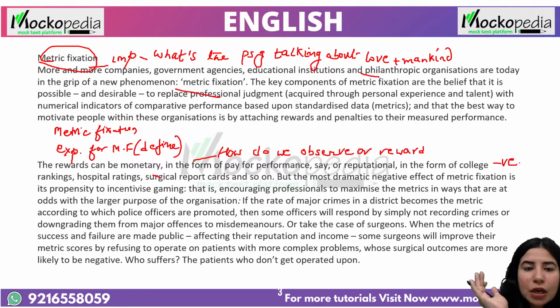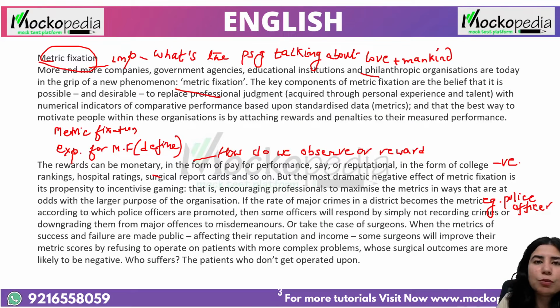You can come to the second line of the first paragraph. If the rate of major crimes in a district becomes the metric according to which police officers are promoted, then some officers will respond by simply not recording crimes or downgrading them from major offenses to misdemeanors. अब इसका एक इन्होंने एग्जाम्पल दिया, तो आप ये एग्जाम्पल लिख सकते हो, पुलिस ऑफिसर. तो यहाँ पे आप wherever you are making your notes, can write example and I can write police officer. So what is it suggesting?